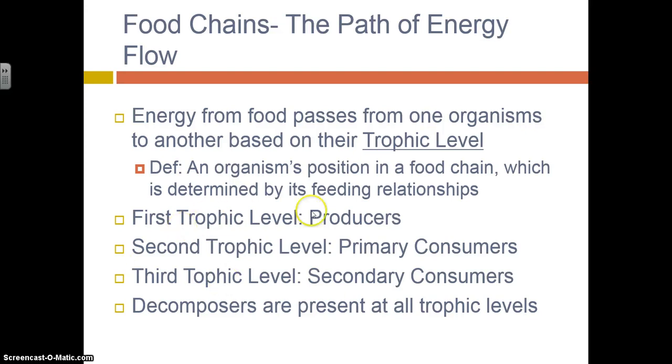An example of a producer or an autotroph is grass. An example of a primary consumer or a heterotroph is the caterpillar. An example of a secondary consumer, also a heterotroph, which eats only other organisms, is the bird, eating the caterpillar that eats the grass. And then eventually all these things die, and it is your decomposers that eat that dead material, and those are things like bacteria and fungus.